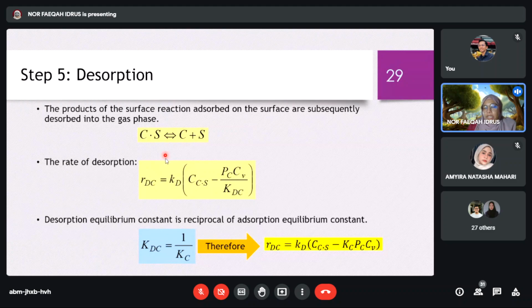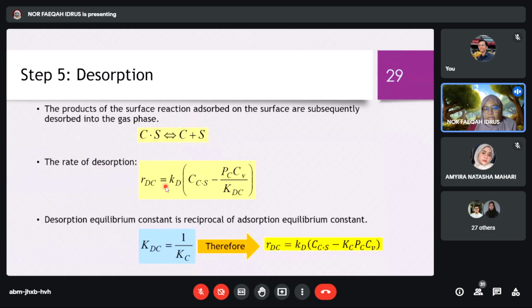Okay, and then macam mana dia nak free? Of course via the desorption process. So during the desorption, what happen? You will leave the product and the vacant site. Desorption tu dia proses yang reverse, but it is for the product. Reversible reaction of the product. So you will get the product alone and also the remaining vacant site.